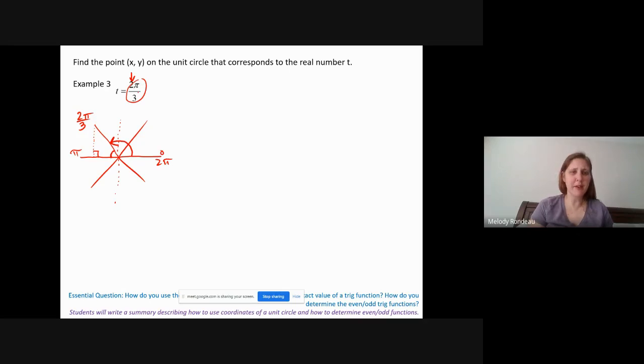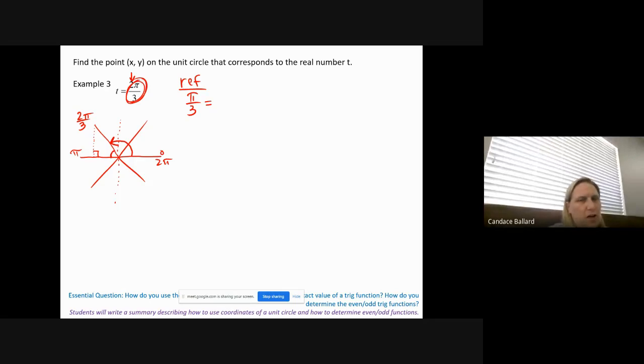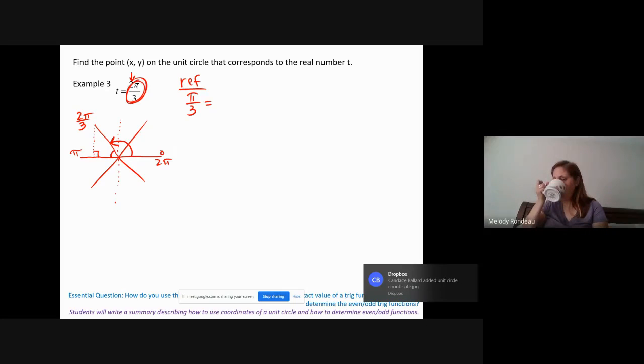And this is something Miss Ballard mentioned, and I want to make sure it's really clear. The reference angle is basically what you're dividing pi by. So my reference angle is pi over 3. Quick question, what is that in degrees? Everybody in the chat, put what is pi over 3 in degrees?